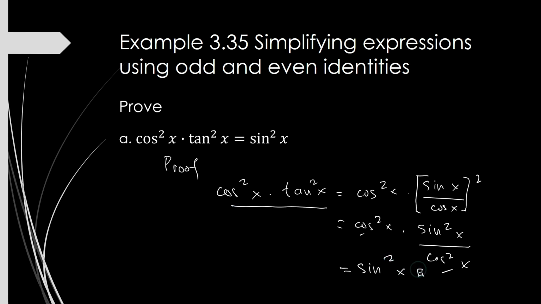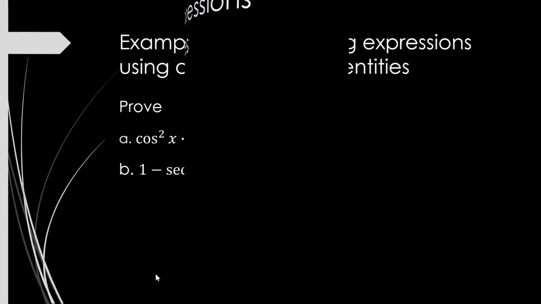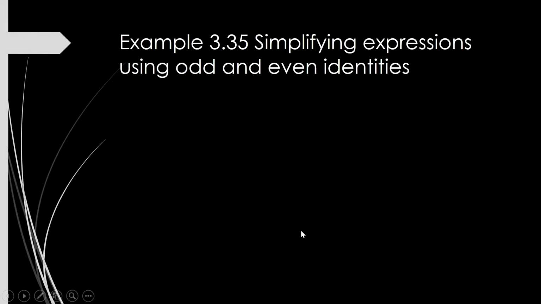And you will finish your proof with this symbol. This means your proof is done. So it is true that this one is equal to the square of sine of x. Okay, so let's do the letter B in another page.